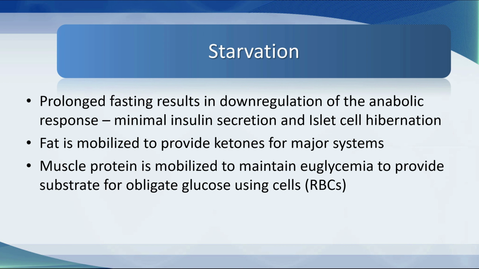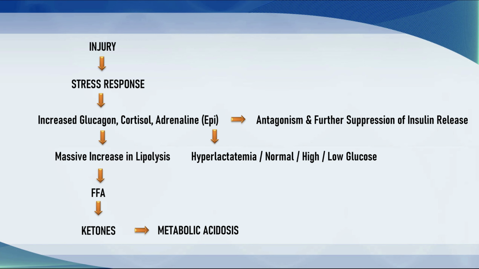Prolonged fasting results in downregulation of the anabolic response, minimal insulin secretion, and islet cell hibernation. Fat is mobilized to provide ketones for major systems. Muscle protein is mobilized to maintain euglycemia to provide substrate for obligate glucose-using cells. Of course, in this situation, a lot of what's happening is driven by the stress response and all of that circulating adrenaline. And we see a very, very similar picture that leads to a metabolic acidosis.